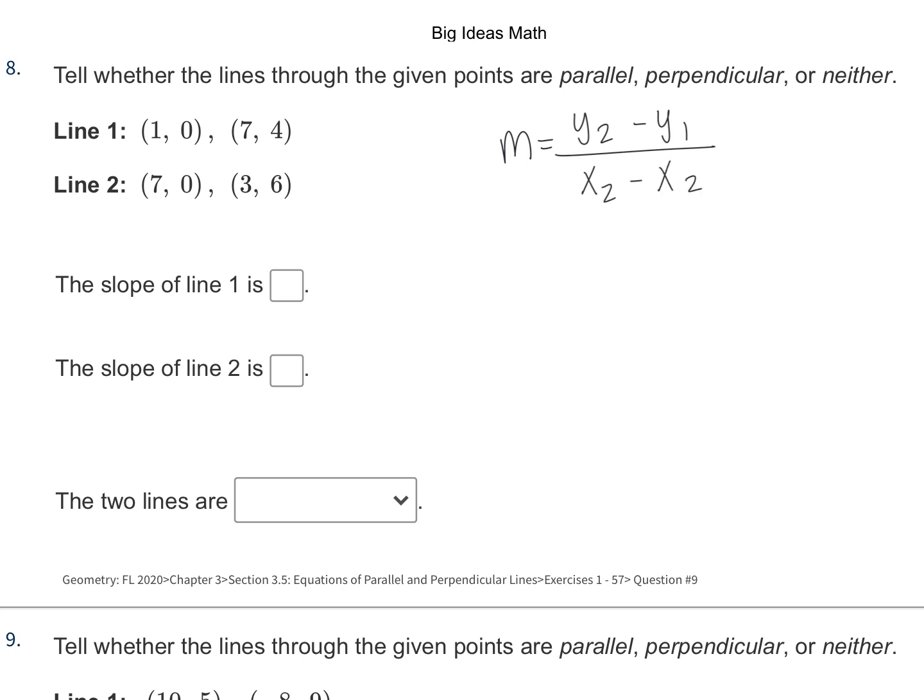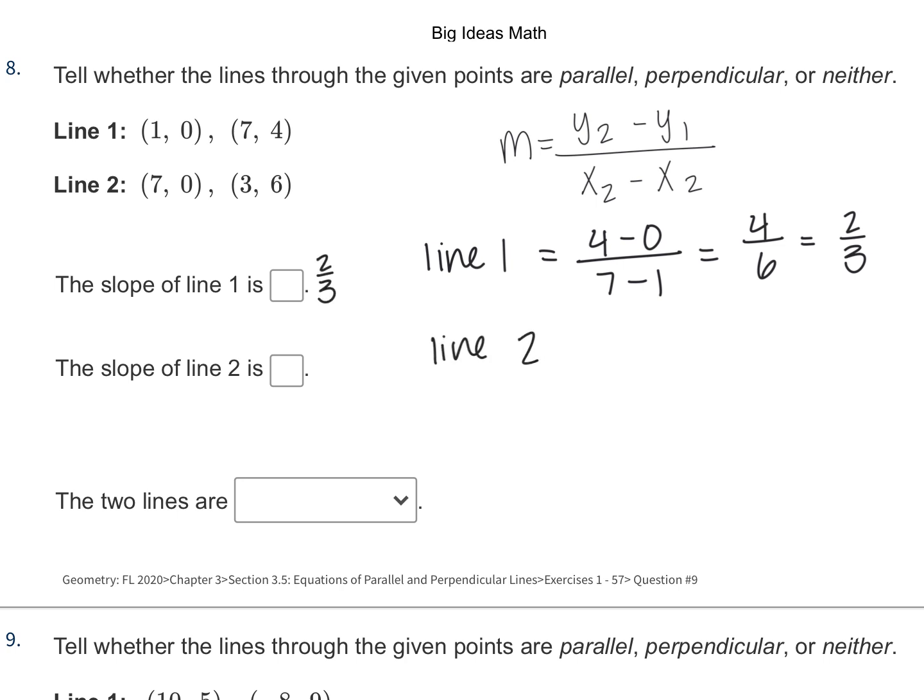So I'm going to take the points from line 1 and line 2, and I'm going to name the slope. And then I need to determine if it's parallel, perpendicular, or neither. So I'm going to go ahead and do the first one. Line 1, I'm going to take the points. 4 minus 0 over 7 minus 1. I'm going to get 4 over 6. And can I simplify it? Yeah. What am I going to simplify to? 2 over 3. Good. You have to make sure you simplify it. So this is going to be 2 over 3.